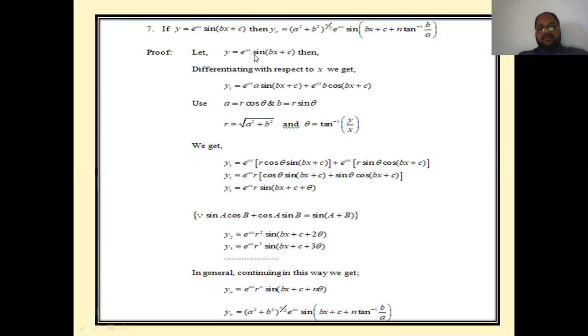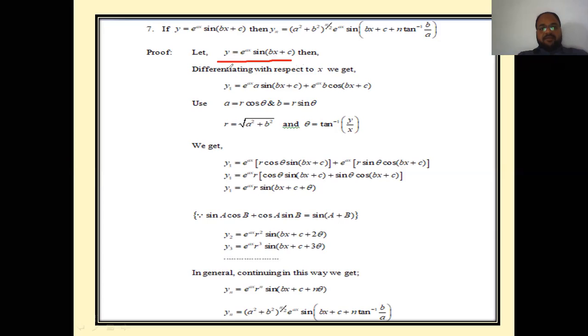So before showing this result, we simply take the given function as it is. You can see this. The given function is, if y is equal to e raised to power ax into sine of bx plus c. This is the given function. Okay. Now by the process of differentiation, we have to apply the definition.